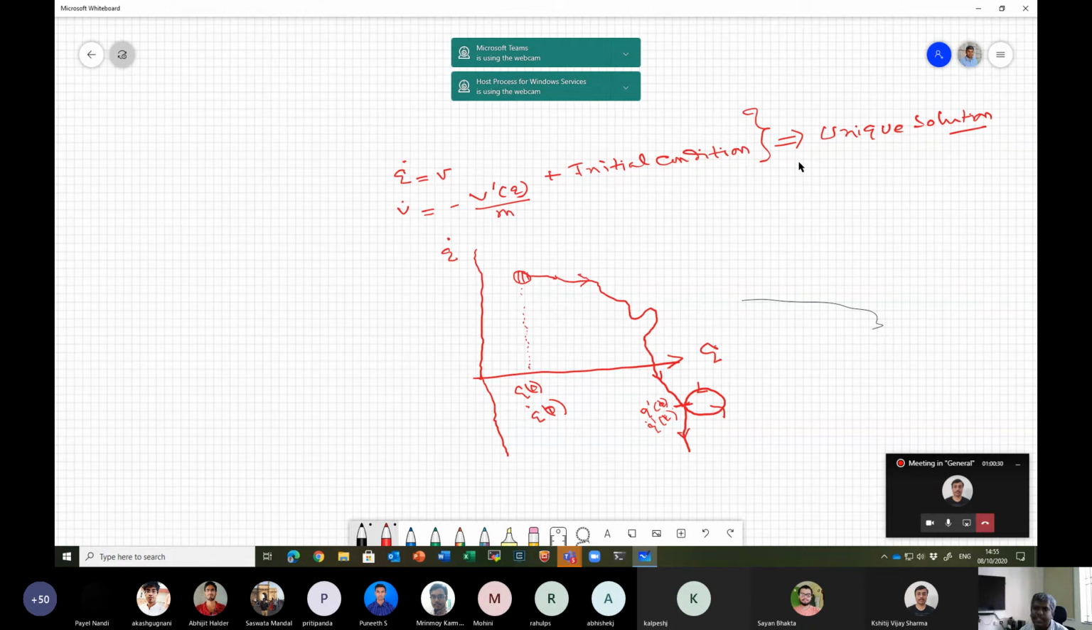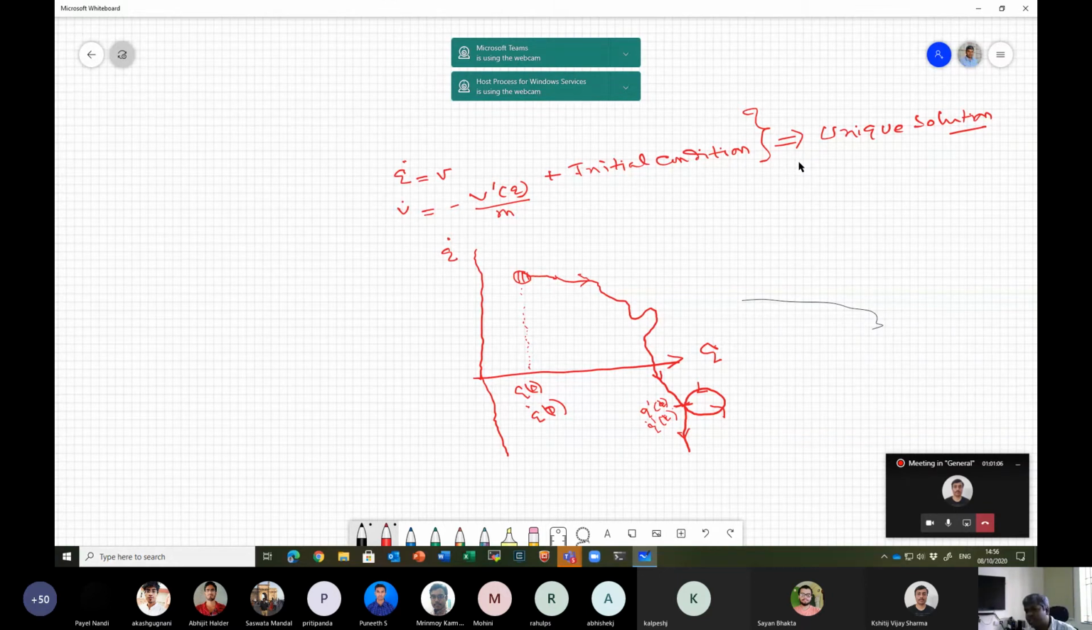Okay, because if this force is not an explicit function of time, then you should get a unique solution. But here we are getting two branches, right? So the only possibility is that if you change the initial condition of the system, and that you can do if you make this system non-autonomous, or by making this force an explicit function of time. Okay, so in that scenario, you can make it.